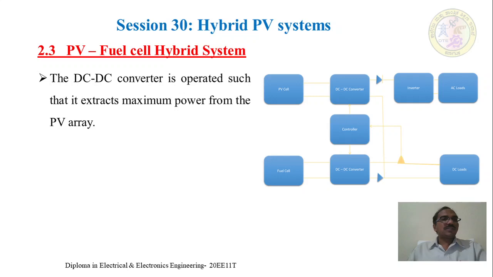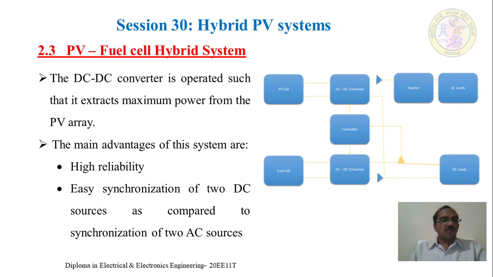Okay, so this converter is operated such that it extracts maximum power from the PV cells, because the fuel cell has chemical energy that can be utilized whenever solar energy is not available. So maximum emphasis is given on solar power.